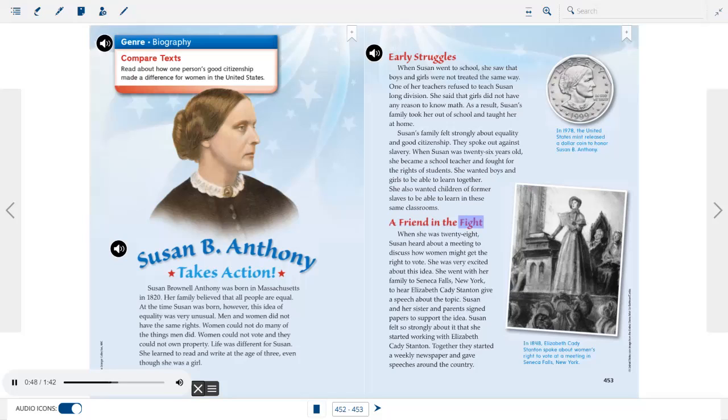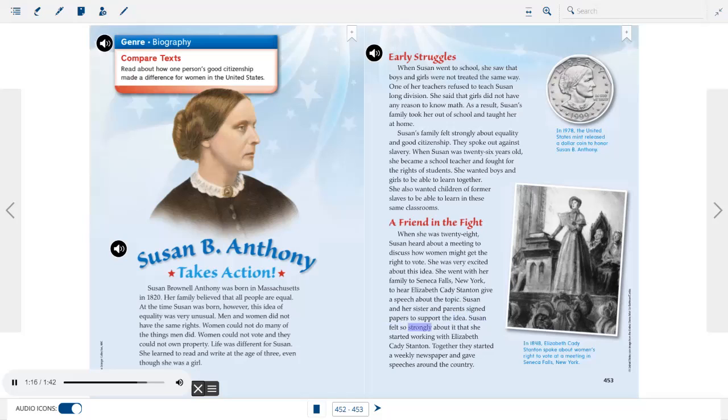A friend in the fight. When she was 28, Susan heard about a meeting to discuss how women might get the right to vote. She was very excited about this idea. She went with her family to Seneca Falls, New York, to hear Elizabeth Cady Stanton give a speech about the topic. Susan and her sister and parents signed papers to support the idea.